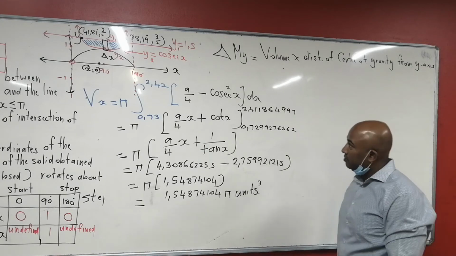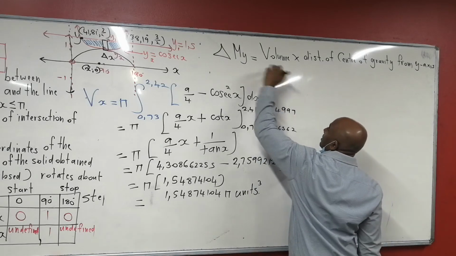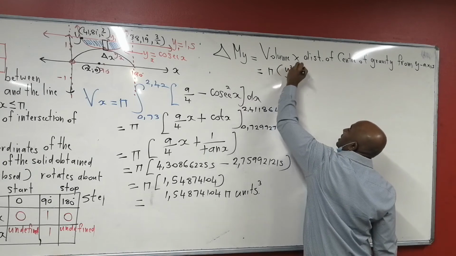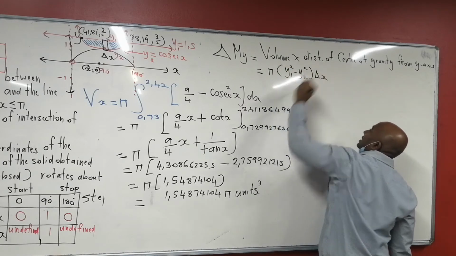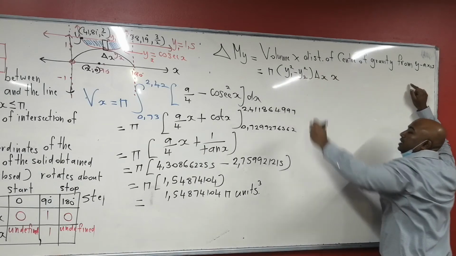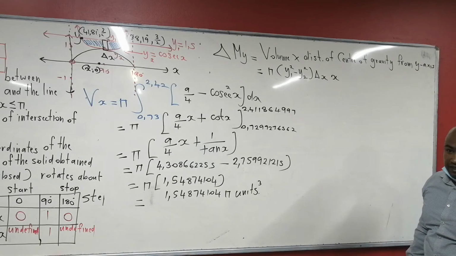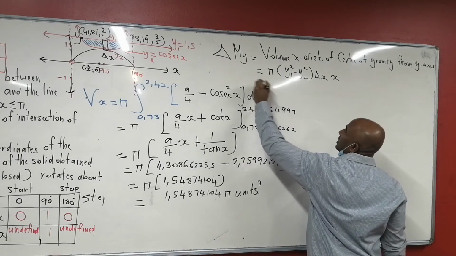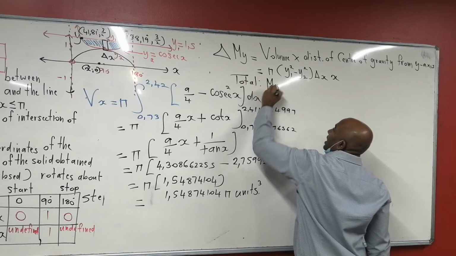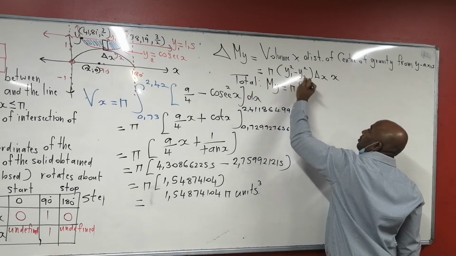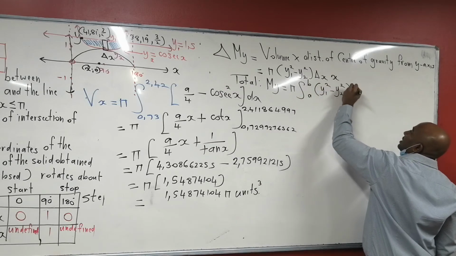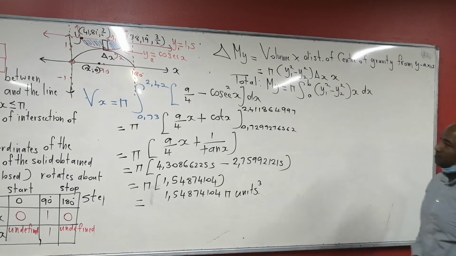So what is volume? Volume was, what was it, y1? Yeah, y1 squared minus y2 squared delta x. Distance of the center of gravity from the y-axis will be x. Okay, so now let's do our substitution. Well, let's just write down our total. My is going to be our integral from B to A, so that's y1 squared minus y2 squared times x dx.